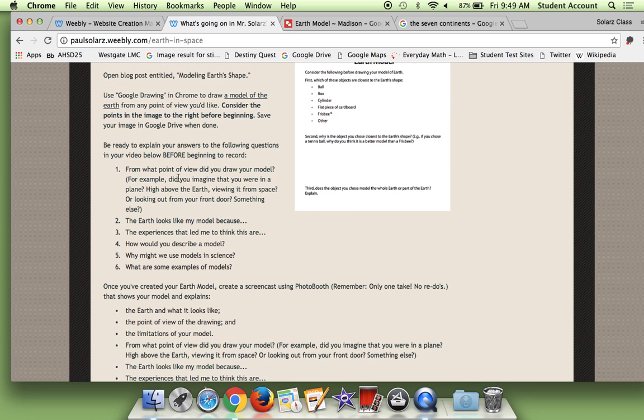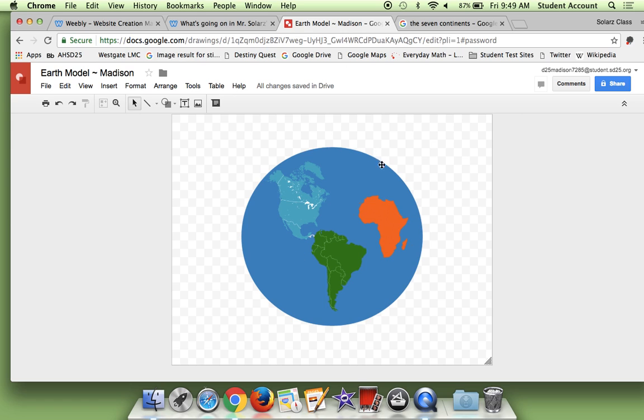And so, from what point of view did you draw your model? I drew my Earth from space because I feel like you can get most of the perspective from space. So we have just different colors on the globe, they represent different colors, so that's why I went with different colors. So I have North America, South America, and Africa.